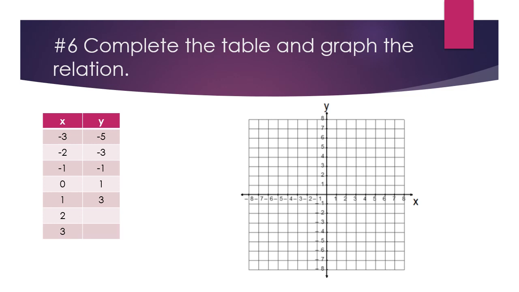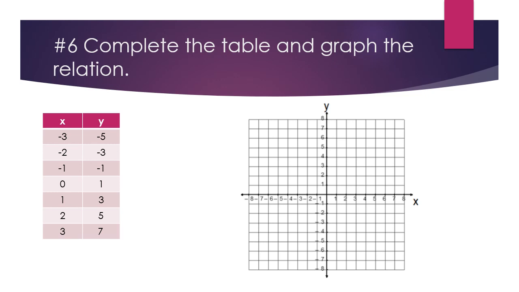And if you look at the y values you're already given, you can see that you're adding 2 each time. -5 plus 2 is -3, -3 plus 2 is -1, -1 plus 2 is 1, 1 plus 2 is 3, 3 plus 2 is 5, and 5 plus 2 is 7. So those are our next two values. And then we graph them the same way.